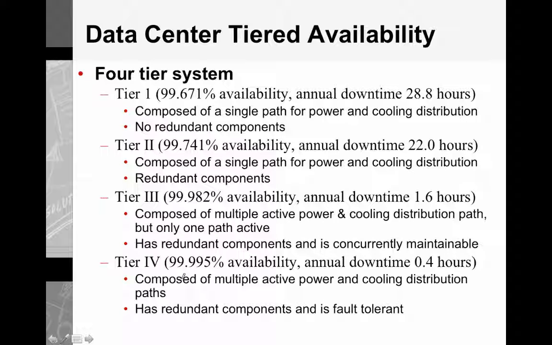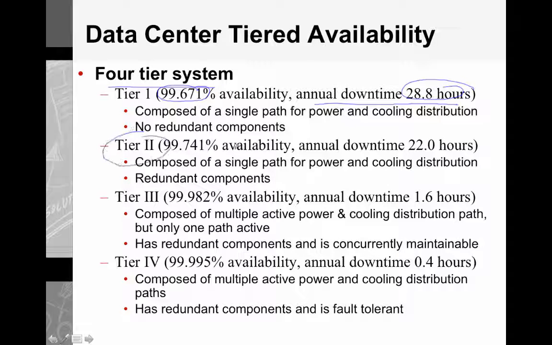In terms of data center tiered availability, there are actually 4 tiers of data centers. So whenever they say that I have a data center, you have to ask them, what tier is it? Is it tier 1, tier 2, tier 3, tier 4? Because each tier actually has a certain availability. Tier 1 data centers are 99.671% available, which means they'll have an annual downtime of 28.8 hours.